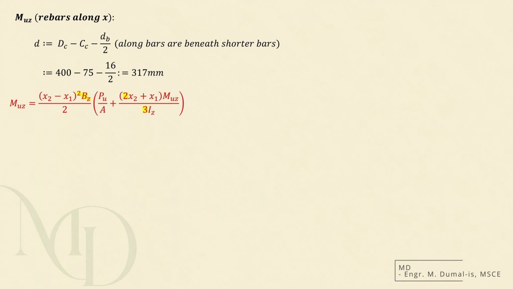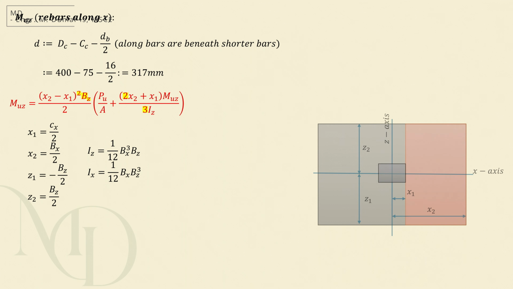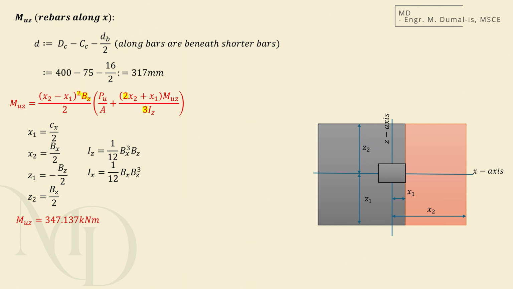Let's now move on to computing the demand bending moment, starting with MUZ. We'll use the same effective depth that we used earlier when checking beam shear along the x direction, with the critical section taken at the face of the column. To use the derived formula, we first need to determine the limits x1, x2, z1, and z2. These limits represent the boundaries of the effective area beyond the critical section. Once those are known, we can substitute all the parameters into the equation and carry out the calculation. Doing so gives us the value of MUZ. After that, we'll follow the same process to find MUX.